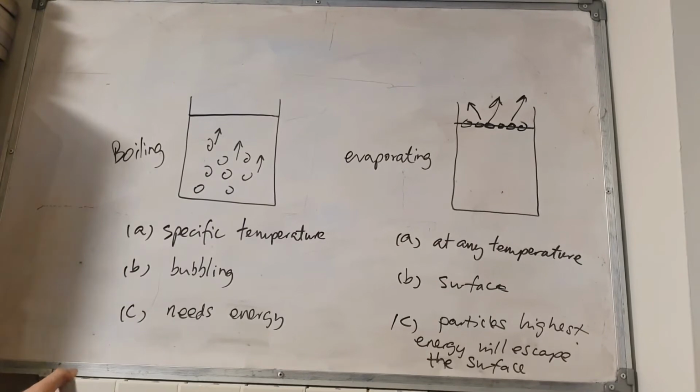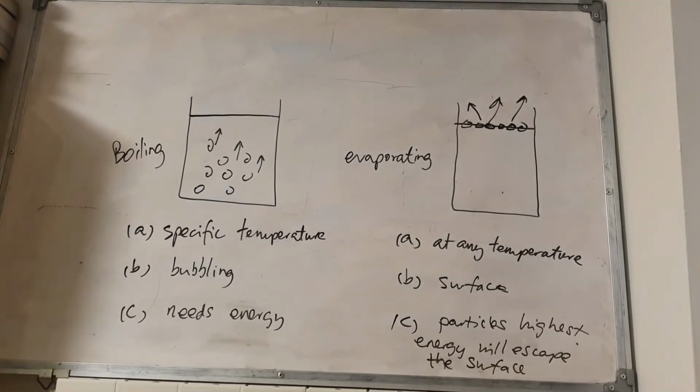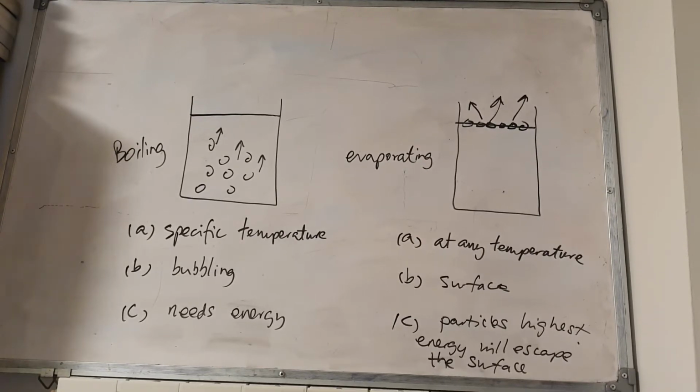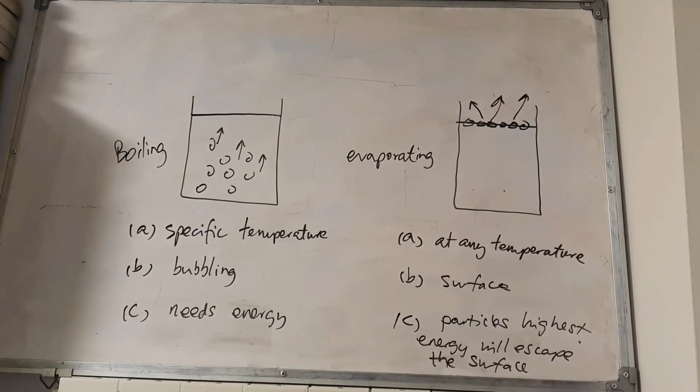So those are the differences between boiling and evaporating. Boiling occurs at a specific temperature, there could be bubbles, and it requires energy. For evaporating, it occurs at any temperature, on the surface of the liquid, and the particles with the highest energy will escape the surface.